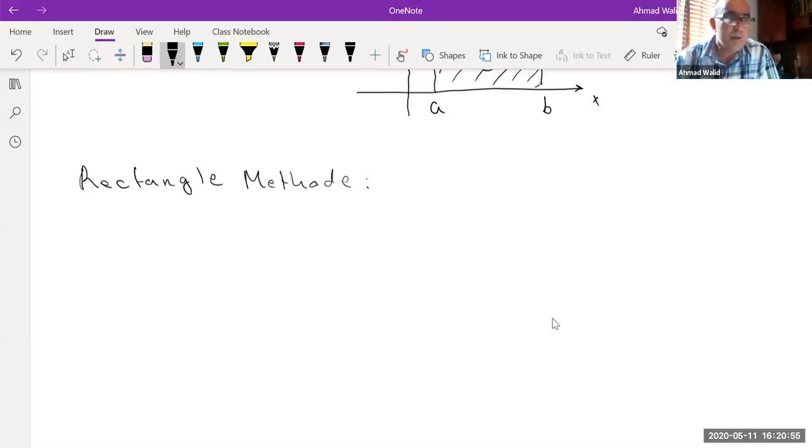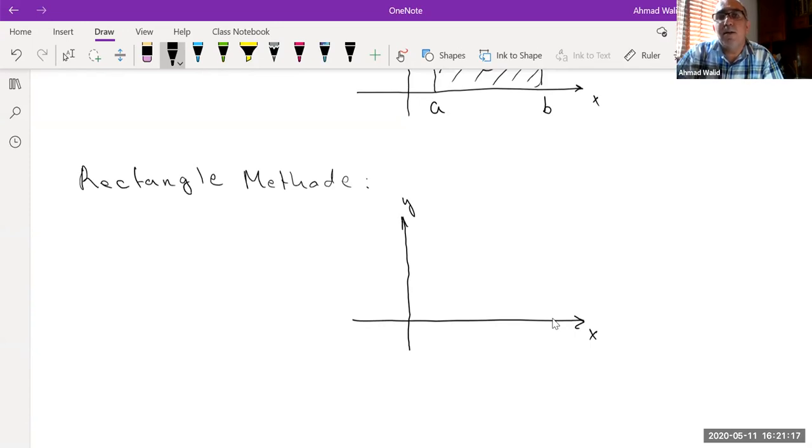The rectangle method is really a method that even in ancient times mathematicians were using to find the areas under the curve. If I draw that curve again here for you, for example, this is X, this is Y, and I have a curve like this in a closed interval AB.